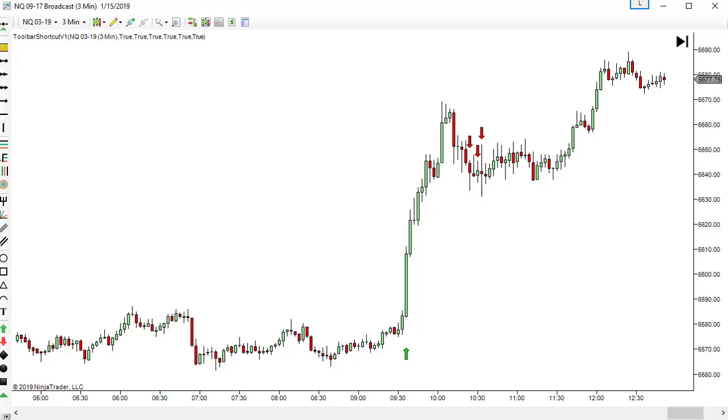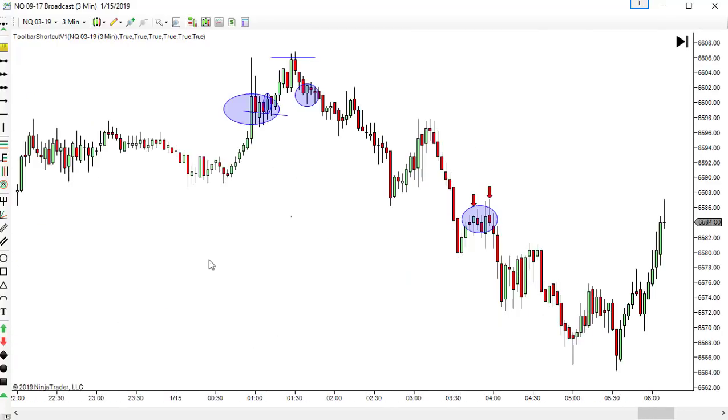The next one we're going to do is going to be the ZL. I'm going to pull up an example of a ZL, and we had one yesterday, I believe. We had one yesterday right after the open. So let me pull up an example of a ZL.